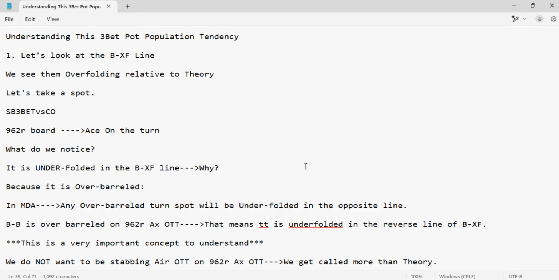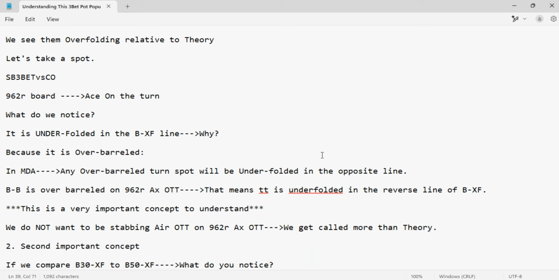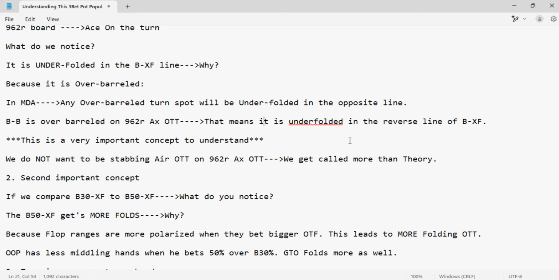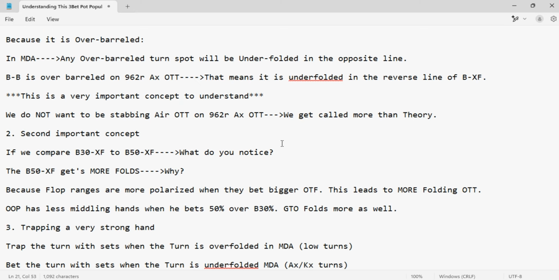So let's go to notes. What we're understanding here is this: when a spot is over-barreled on the turn, the opposite will be true. When an ace comes on the turn, we know the out of position pre-flop raiser is going to over-barrel that spot. That means if he checks, it's going to be underfolded in the bet-check-fold line. This is very important to understand. So you don't want to be stabbing air on a 962 ace-x board with a hand like a float like jack-10, right? You want to check back because it is called more than theory.